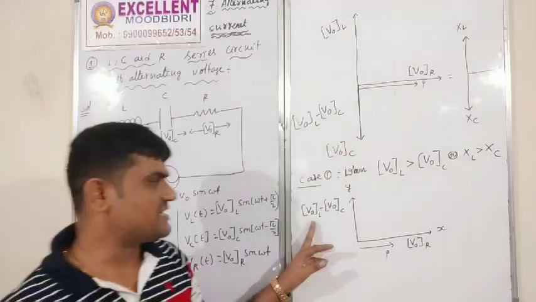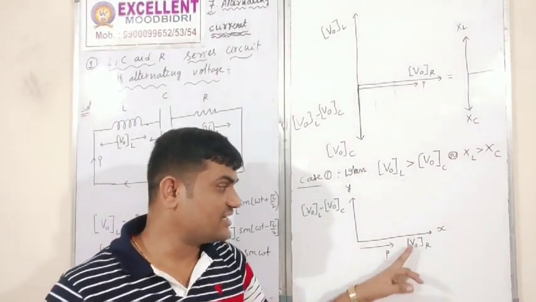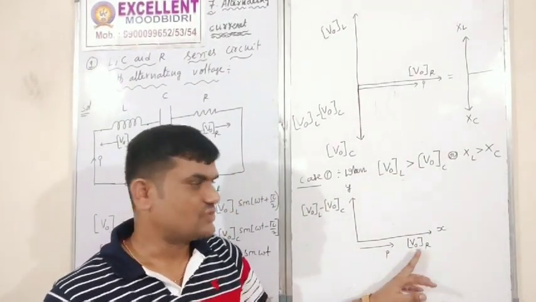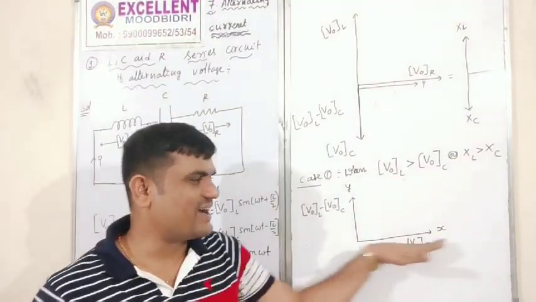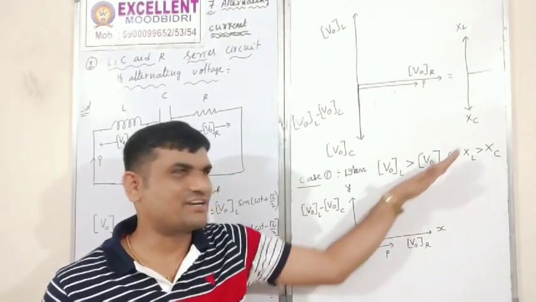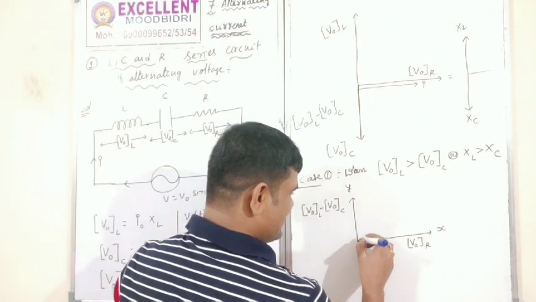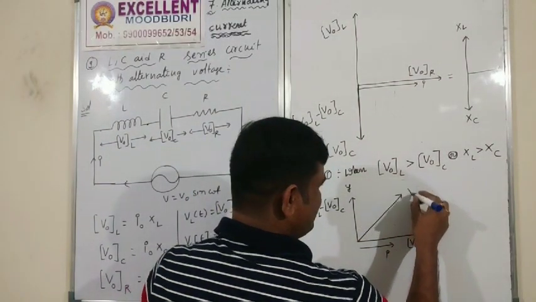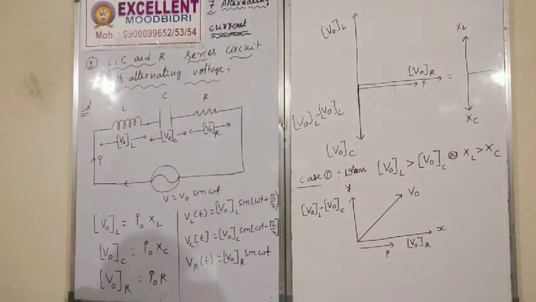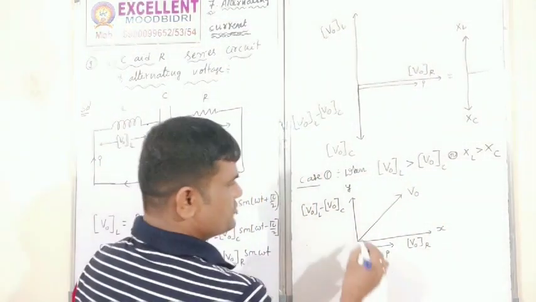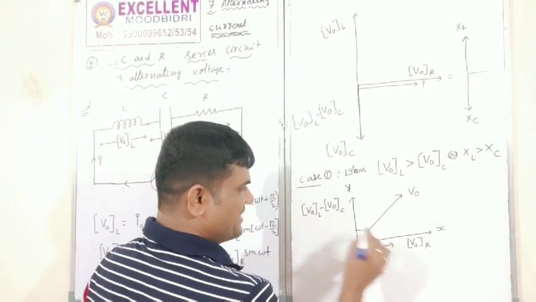Alright? So what is this direction? V naught L minus V naught C. In this direction, V naught R. This is along the y axis, this is along the x axis. So now the resultant vector we will consider. This is V naught, the resultant. Then V naught is equal to how much? So this total angle from here to here is how much? 90 degrees.